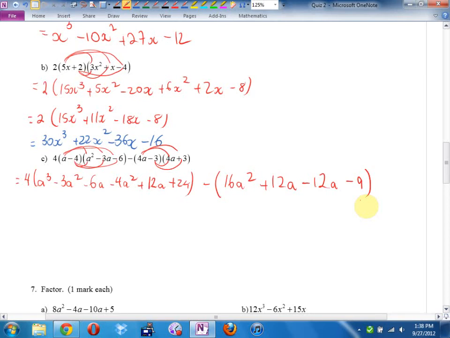I'm going to gather like terms inside the brackets. So drop the 4 down. I have a cubed minus 7a squareds plus 6a's plus 24. I'm going to drop the minus sign down. I get 16a squareds. I get plus 12a minus 12a. What's that? Nothing. I like that. Stuff cancels. Minus 9.